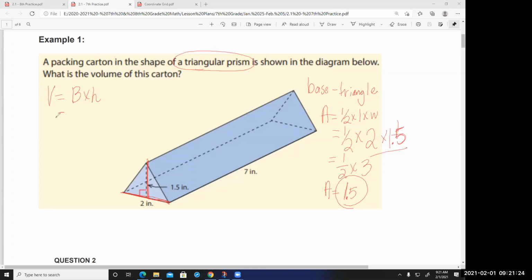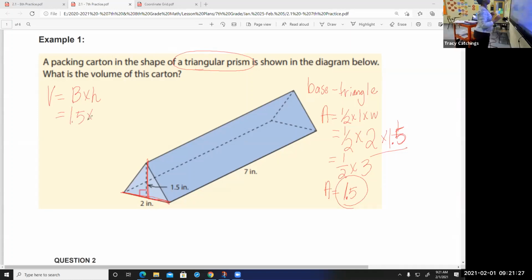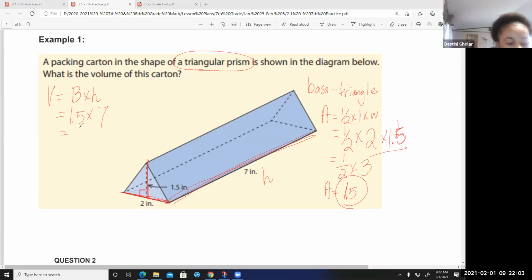All right, now what is the height of this entire prism? If those are my bases on the end, that means my height is going to be the long way. What's our height? 7. All right, multiply that. 1.5 times that? 10.5.